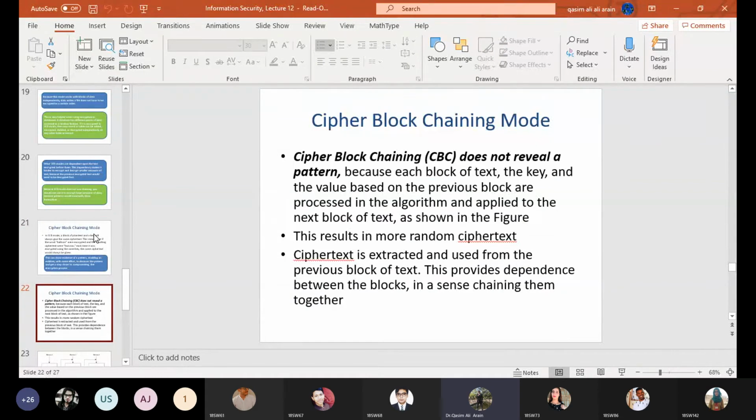So how does the cipher block chaining mode work? Cipher block chaining mode does not reveal a pattern. The first important thing is that your patterns are not revealed, because for each block of text, the key and the value based on the previous block are processed in the algorithm and applied to the next block of text, as shown in the figure. Now what happens is that the previous block's output is used as input for the second block, okay? So this results in more random ciphertext. Ciphertext is extracted and used from the previous block of text. This provides dependence between the blocks in the sense of chaining them together.